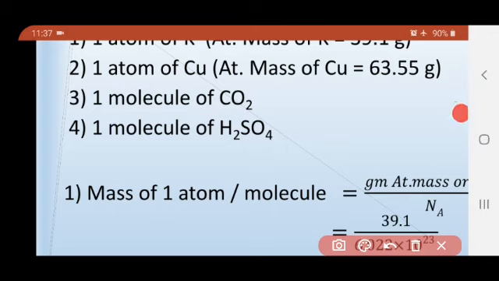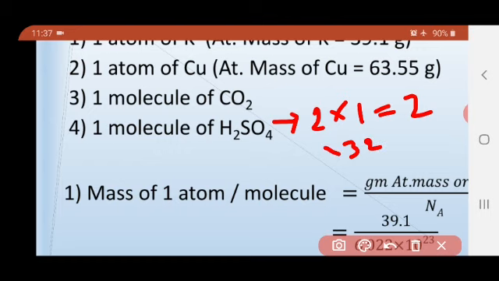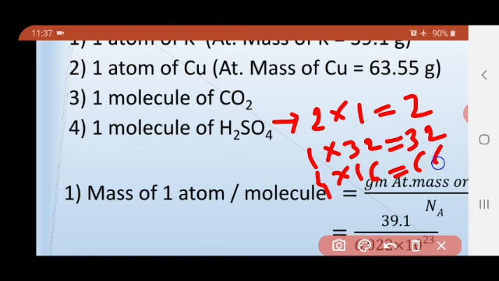Let us see for H2SO4 how to find out the molecular mass. How many atoms are there of hydrogen? 2. Atomic mass of one hydrogen is 1. So 2 into 1 is 2, plus atomic mass of sulfur is 32 into 1. Right. So this is 32, plus atomic mass of oxygen is 16. How many are there? 4 are there. So total will be 64.